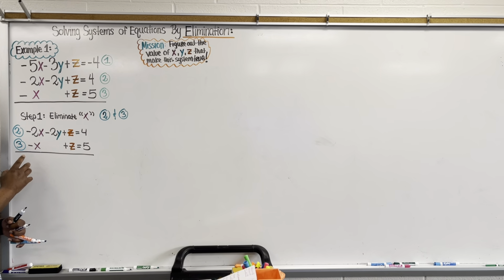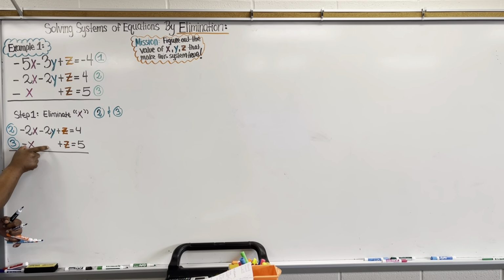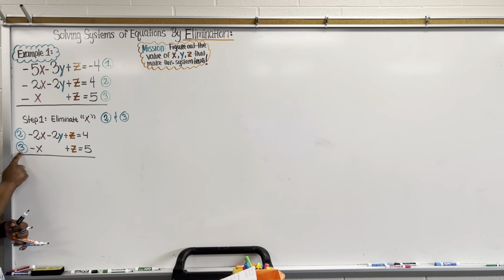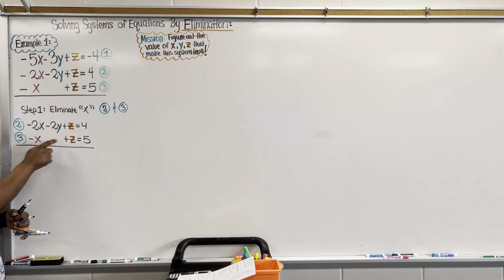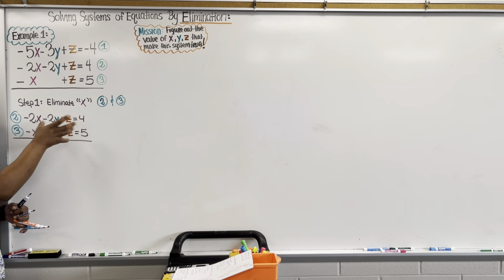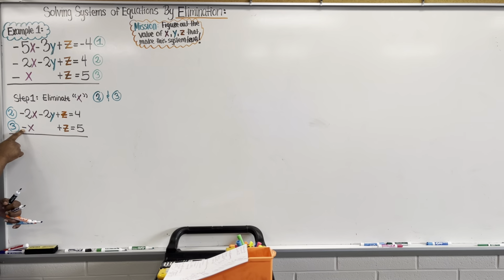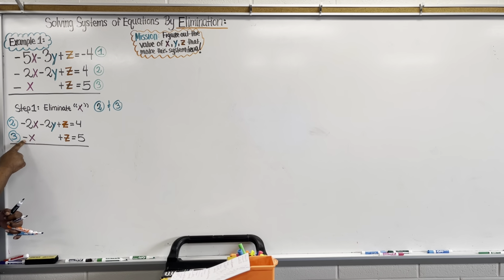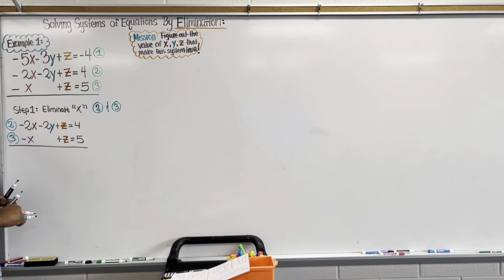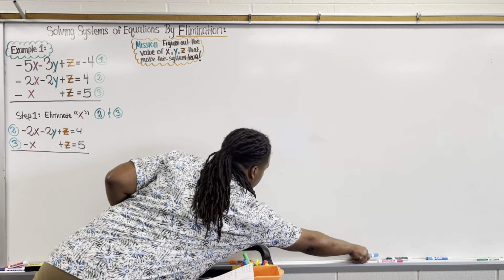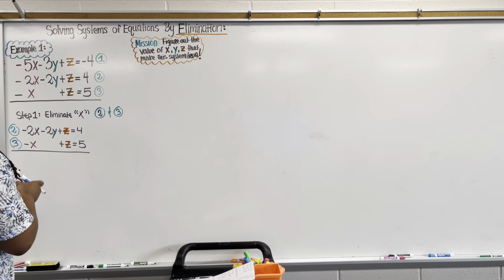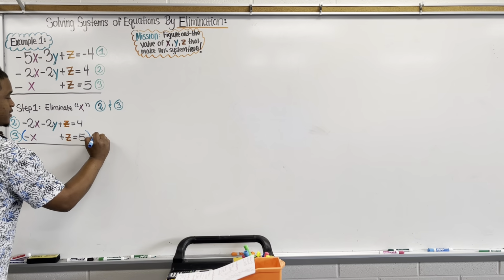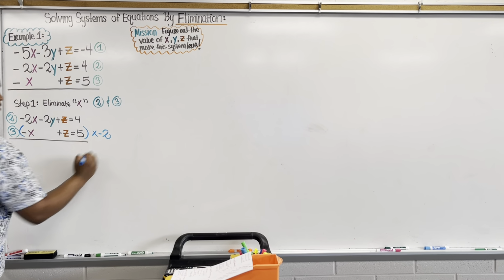Now, what we can do is take equation number 3. In order to eliminate X, we can multiply it by -2, because if we multiply it by -2, this X becomes a positive 2x. A -2x and a positive 2x eliminate. So that's what we're going to do. Let's go ahead and do that. Once again, I'm going to multiply this one by -2.